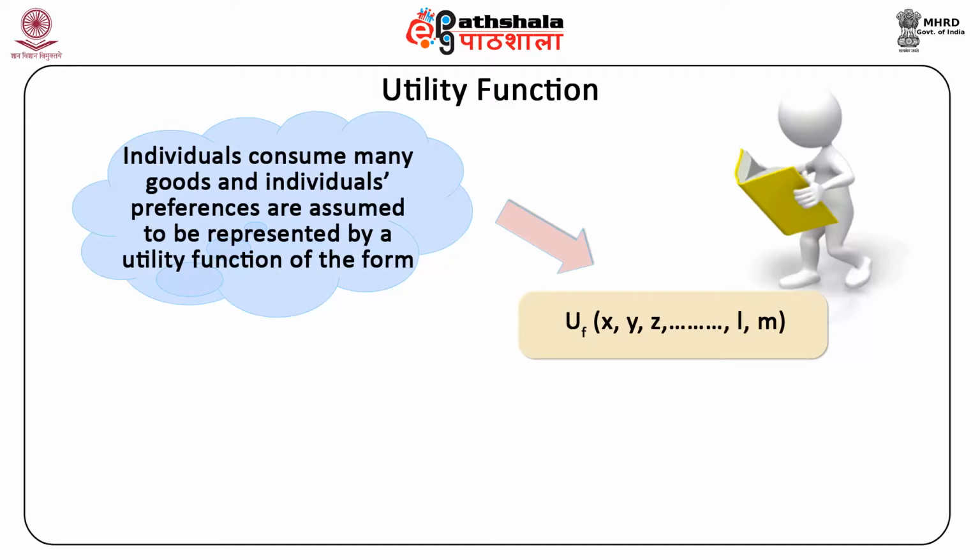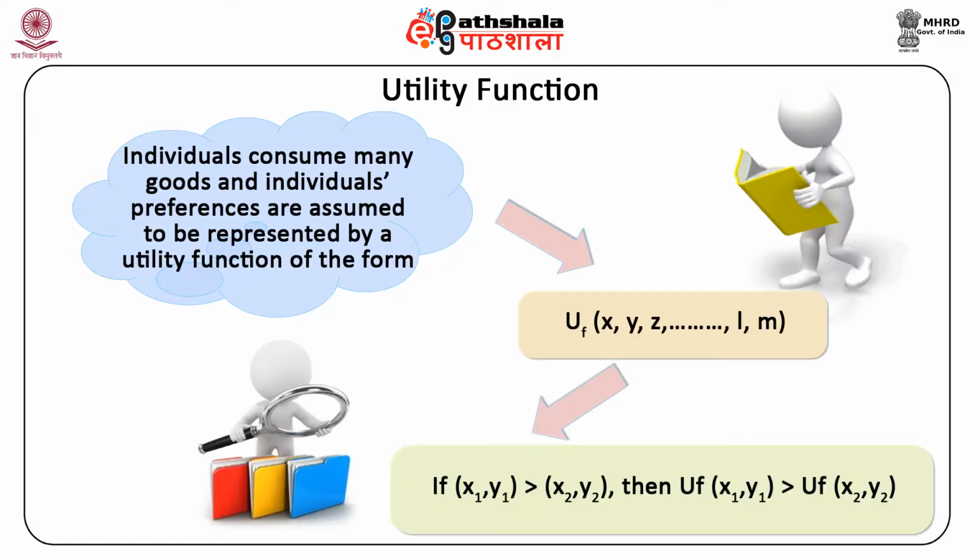For simplification, we stick to two commodities, X and Y. So if there are two consumption bundles, x1, y1 and x2, y2, and x1, y1 is preferred to x2, y2, then the numeric value of utility from x1, y1 is greater than the numeric value of the utility from x2, y2. That is, if x1, y1 is preferred to x2, y2, then UF(x1, y1) is greater than UF(x2, y2).